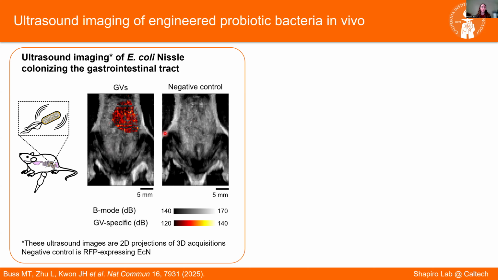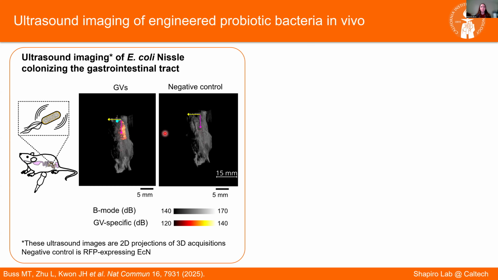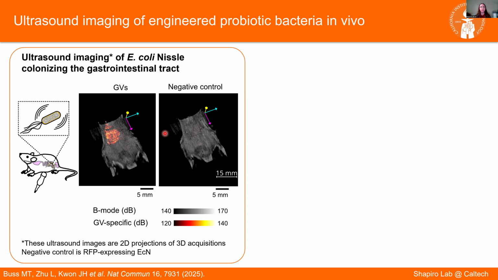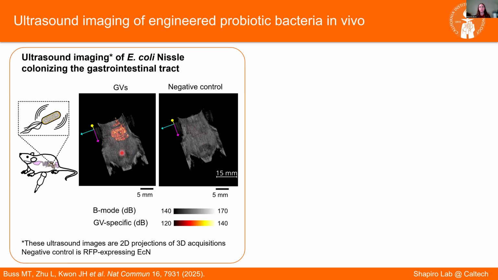And these are actually 2D projections of 3D acquisitions where we scan the transducer across the entire abdominal area of the mice. And so we can also display this data in 3D, which is what is shown here. And we also wanted to confirm where we were seeing the bacteria. It looked like from these in vivo images that the bacteria were mostly in the cecum and the colon, which is the large intestine of the mice and where the bacteria are known to colonize.